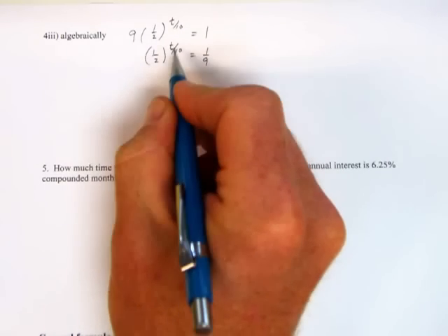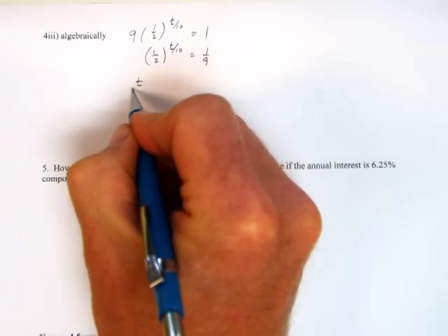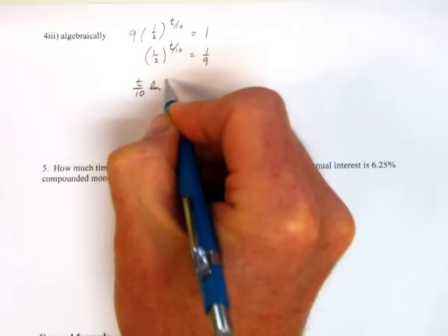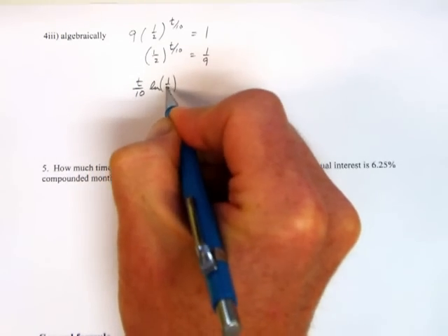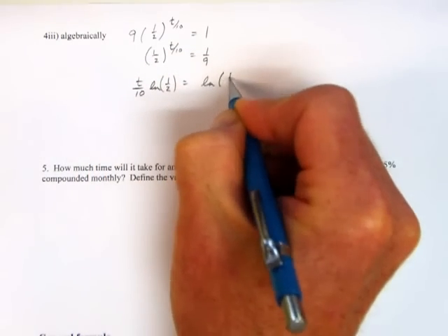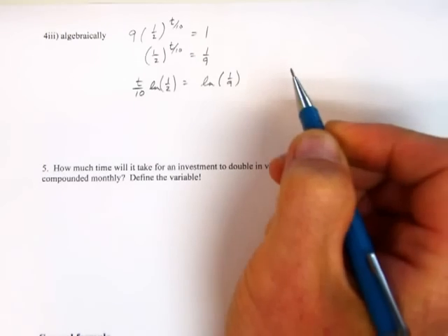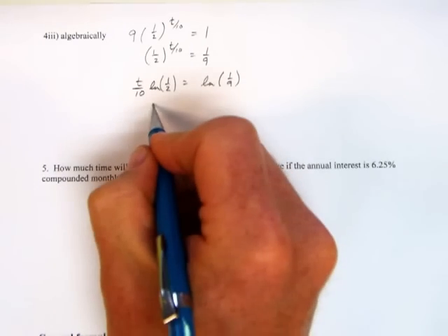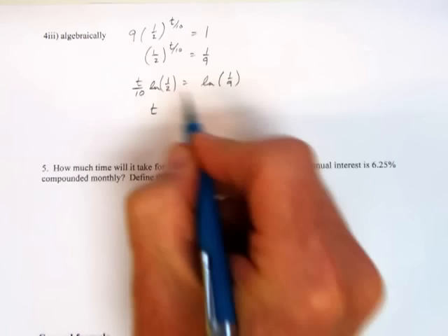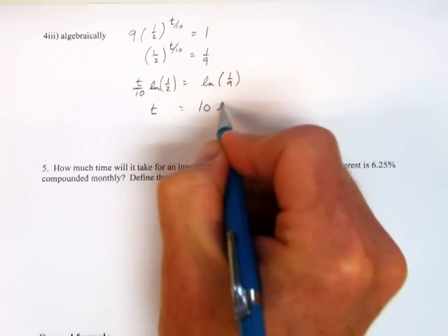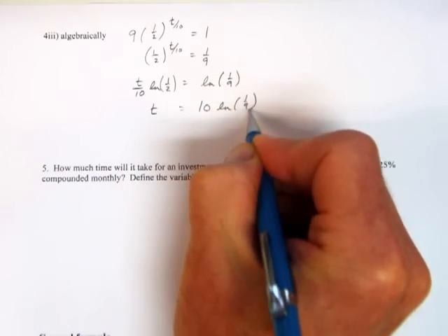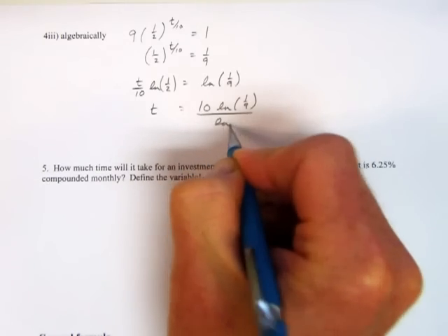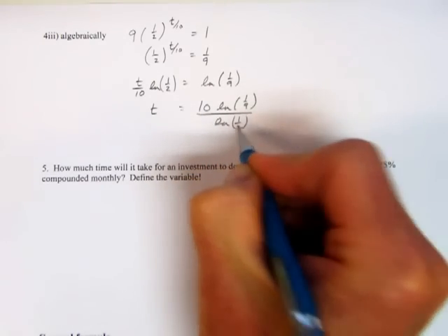Take the ln of both sides. This exponent will come down, so (t/10) ln of 1/2 equals ln of 1/9. Now we want to divide by ln of 1/2 and multiply by 10, so we'll have 10 ln of 1/9 divided by the ln of 1/2.